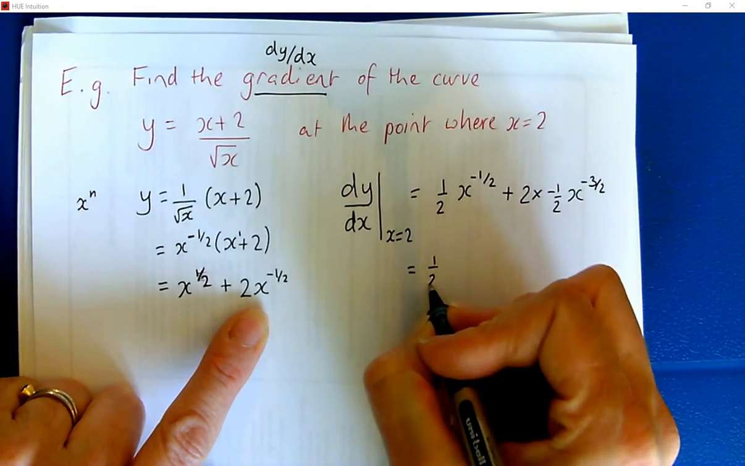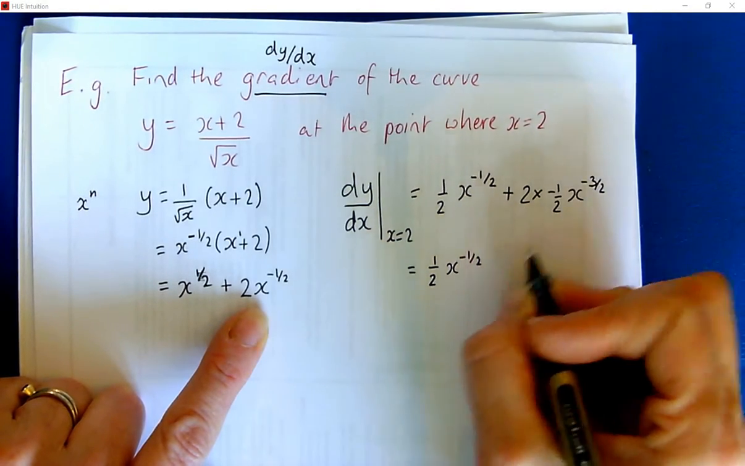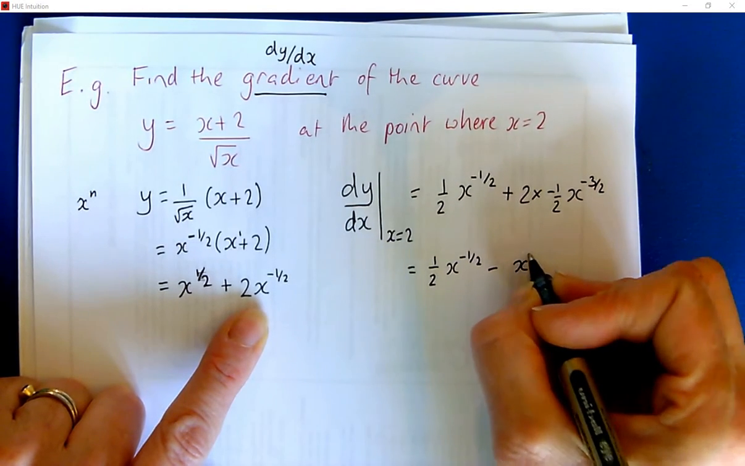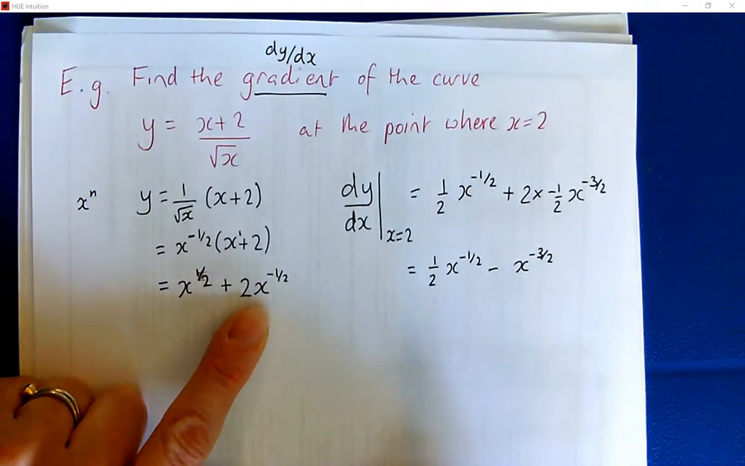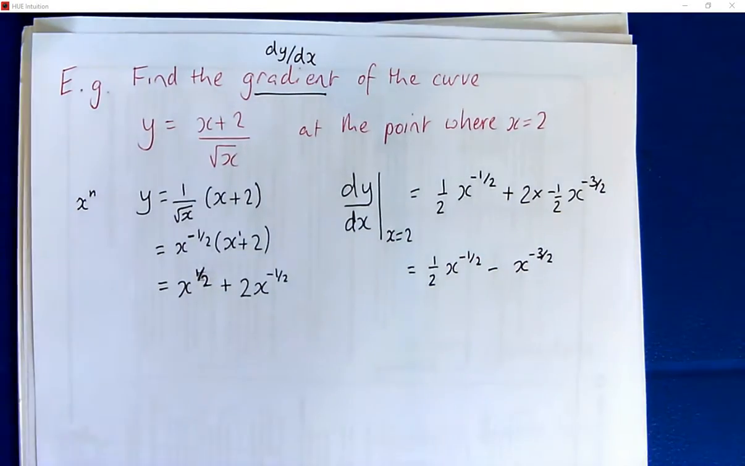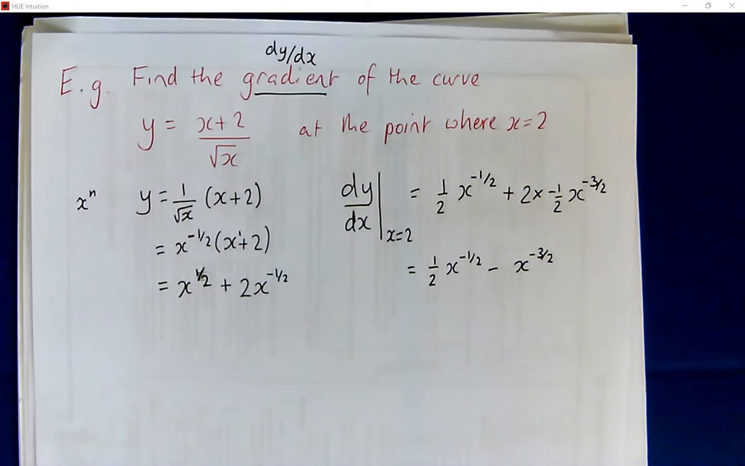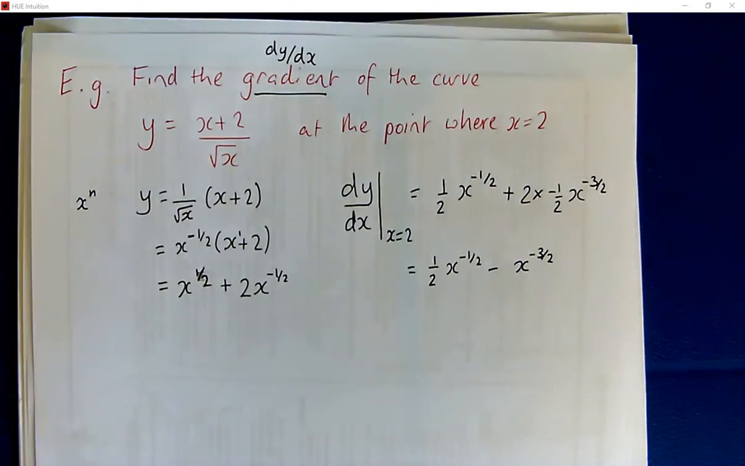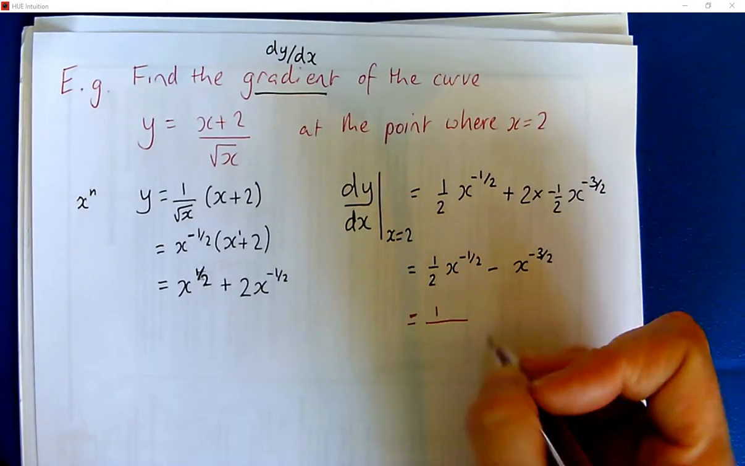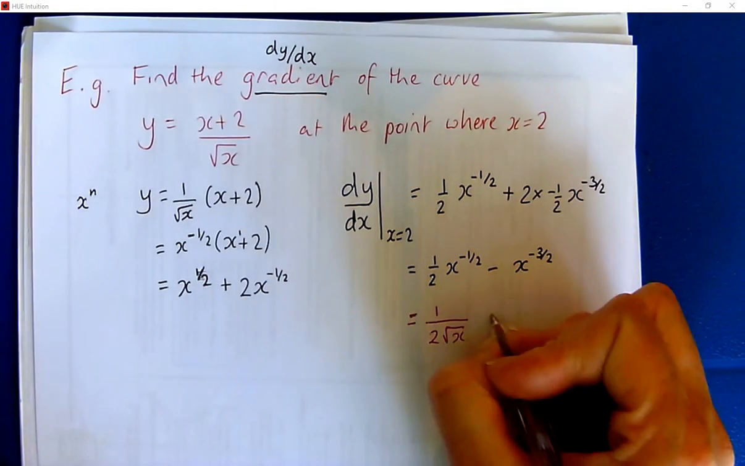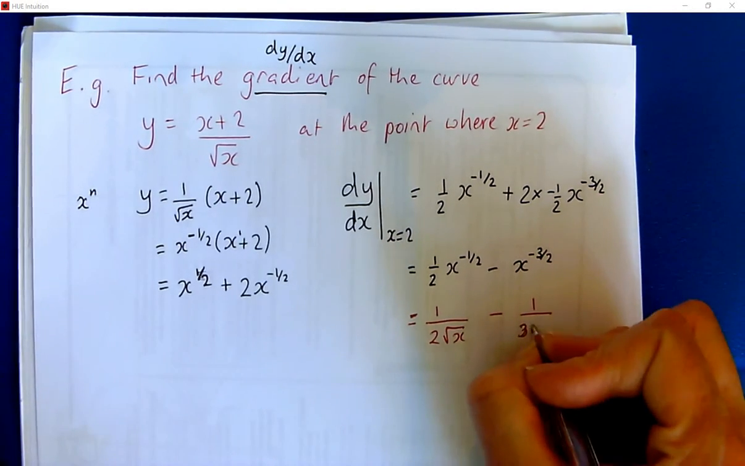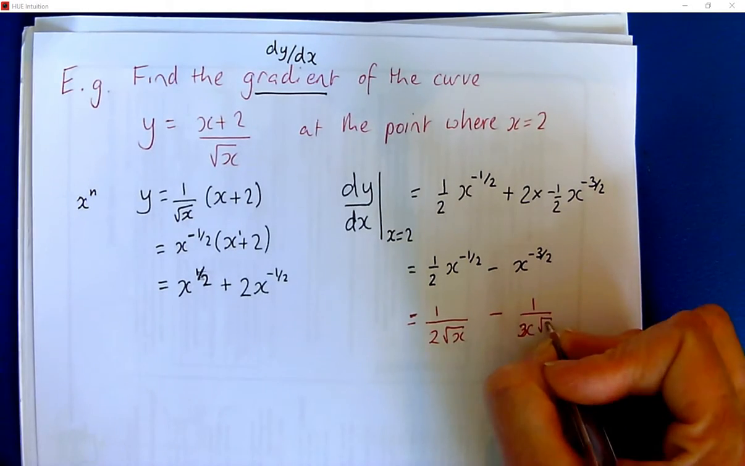So we've got a half times x to the minus a half, and then we've got 2 times negative a half, so that's negative 1, x to the negative 3 over 2. Okay. Now if we wanted to, because it helps us think, we could then write that in terms of roots and fractions. So if you did that, you'd have 1 over, now we've got a negative power, so it'd be 2 root x. Take away, and then 1 over x to the 3 over 2, so that's x to the power 1 times x to the half.